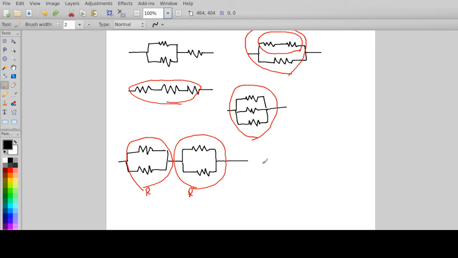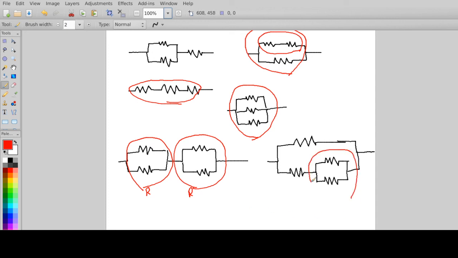So there's one possibility. Here's another one. I think this is the one I did on the pre-recorded lecture. You have this, and then you have this, then you have this. Like that. And you go, geez, how do I do that one? Well, you start with these two. Okay. They are in parallel.